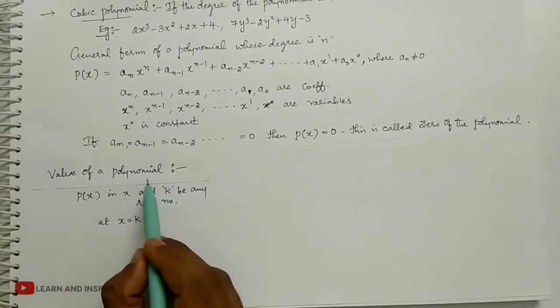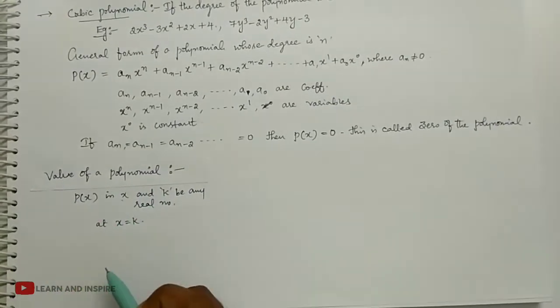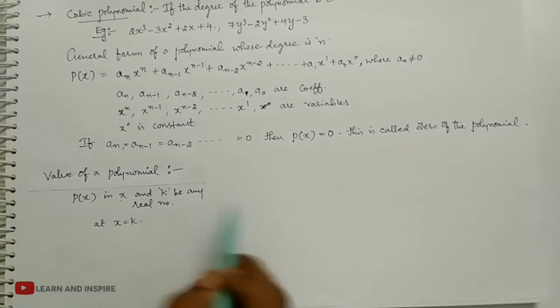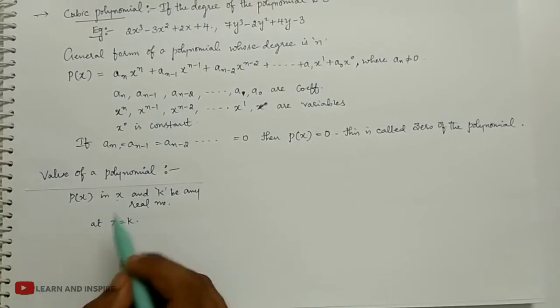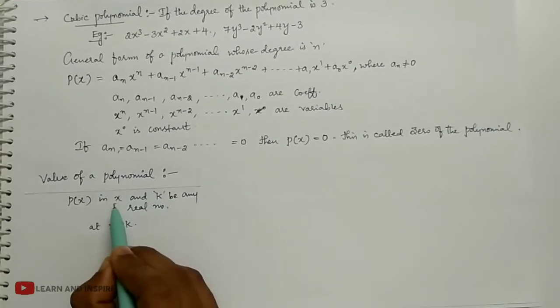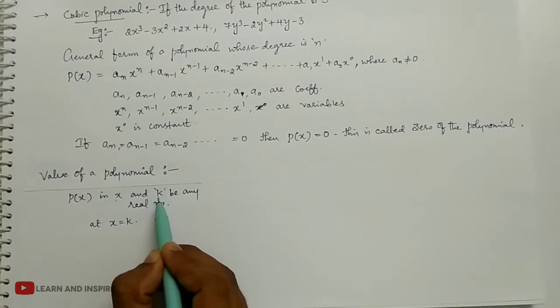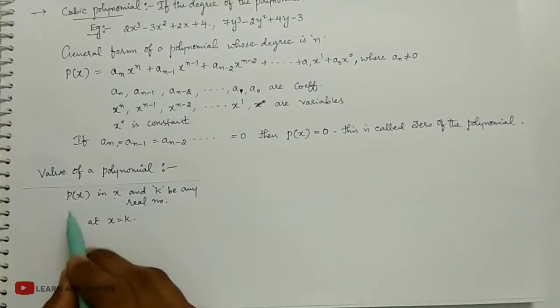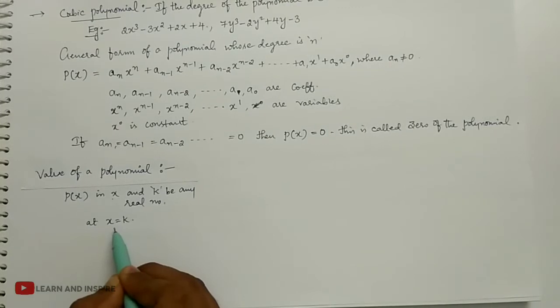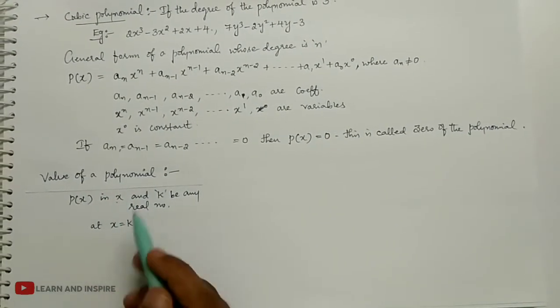Okay, so the value of a polynomial is nothing but, if p of x is a polynomial in x and k is any real number, then the value replacing x by k, that means in place of x we have to substitute the value of k, where k is any real number, in the polynomial at x equals k, then it is said to be the value of a polynomial.